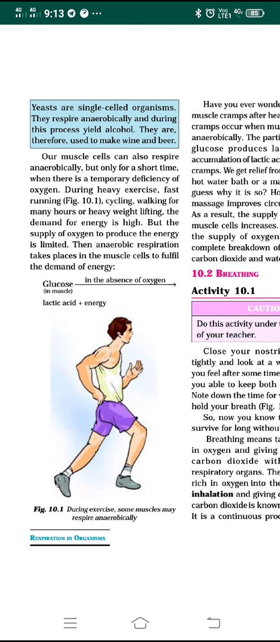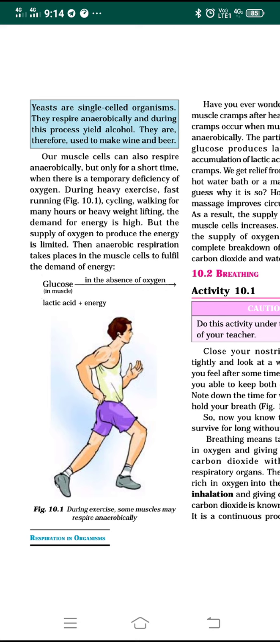Demand for energy is very high when you're doing such heavy exercises, so more energy is needed. Am I right or not? When you do a normal walk or normal work, less energy is consumed by your body cells. But when you're doing such heavy work, the demand for energy is very high.